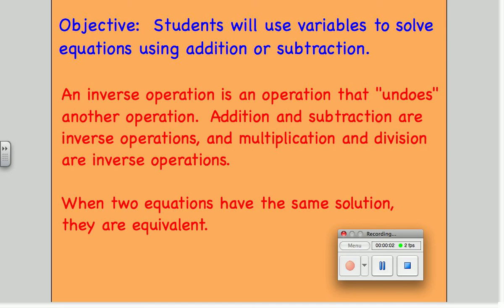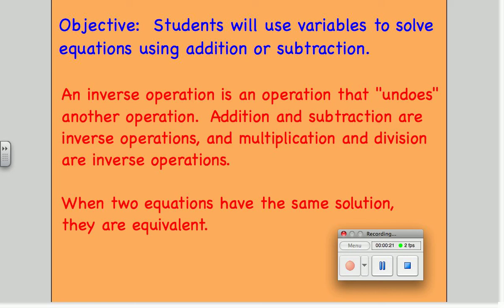This is lesson 2.5, chapter 2, lesson 5. We're going to be using variables to solve equations, just with addition and subtraction today. We'll do multiplication and division tomorrow. So let's just focus on addition and subtraction. You don't have to write any of this down, just pay attention.